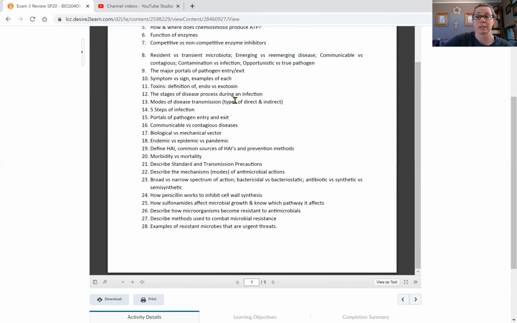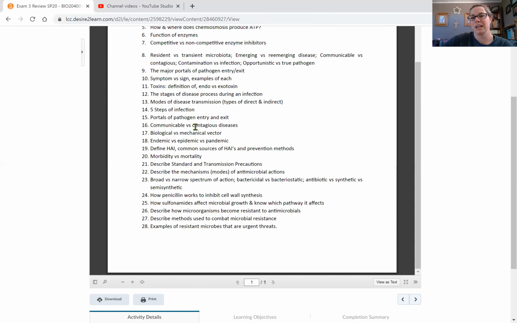Modes of disease transmission. How is a disease transmitted or infectious pathogen transmitted from one person to the next? There's different types of direct contact, like kissing or touching, and then there's indirect contact, like foodborne, vector-borne. So look up all of those. 5 steps of infection. Okay, what does the pathogen have to do to establish an infection? First thing is to basically attach to a susceptible host cell or tissue. Oops, this is the same, I guess, as number 9, so you can skip that one.